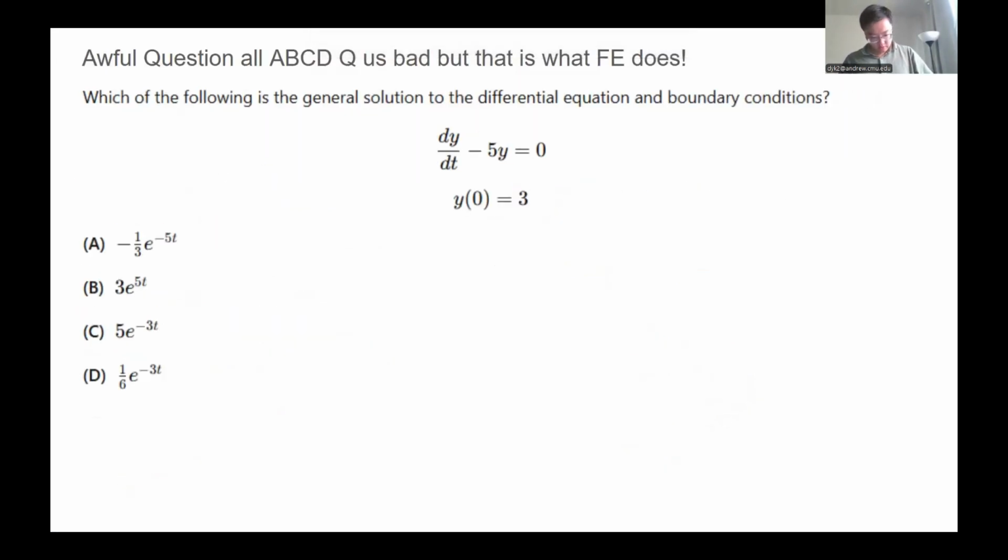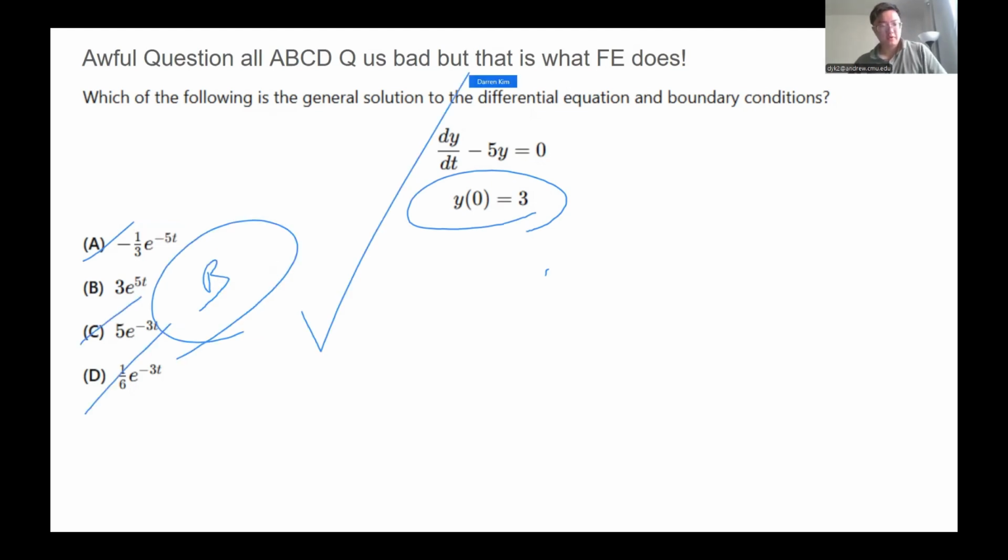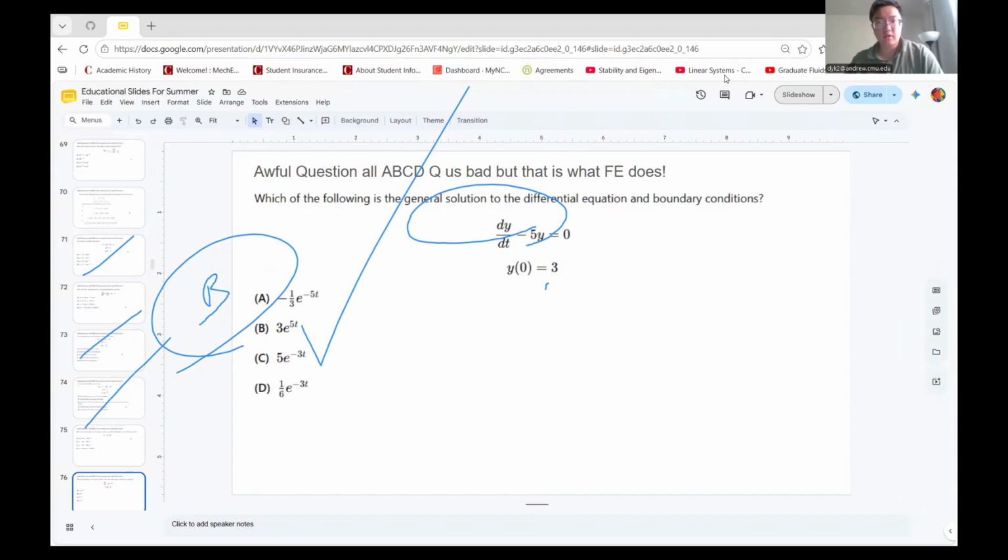Next one over here is a differential equation. So again, let's see if when it's 0 it is 3, and so it's B. I'm just going to stop over here because we can. I mean, I'll do one more question, why not? But it's B.